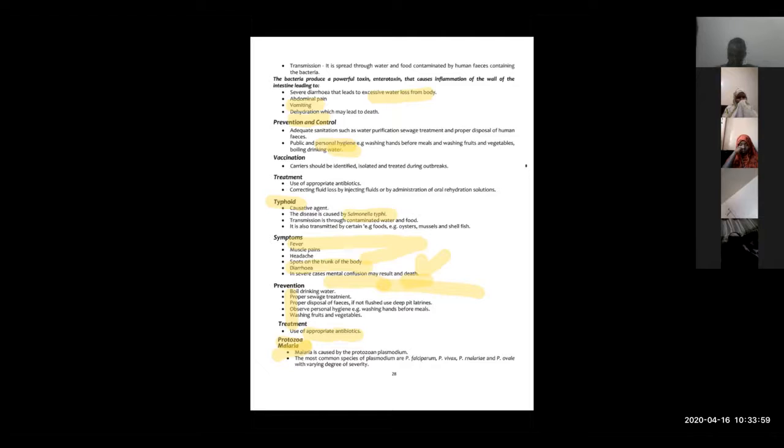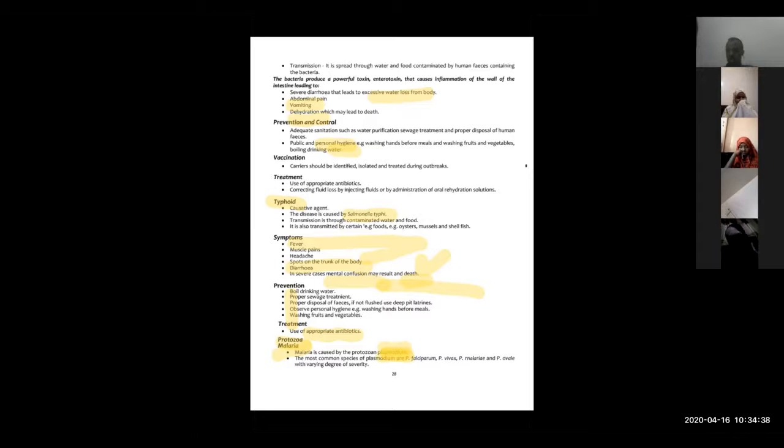Now let's go back to protozoan diseases, and the first one I've said, we are starting with malaria. So malaria is a protozoan disease. Why is it called a protozoan disease? Simply because it is caused by a protozoan, which is called Plasmodium. Plasmodium is a protozoan. Yeah, that is the organism which causes malaria.